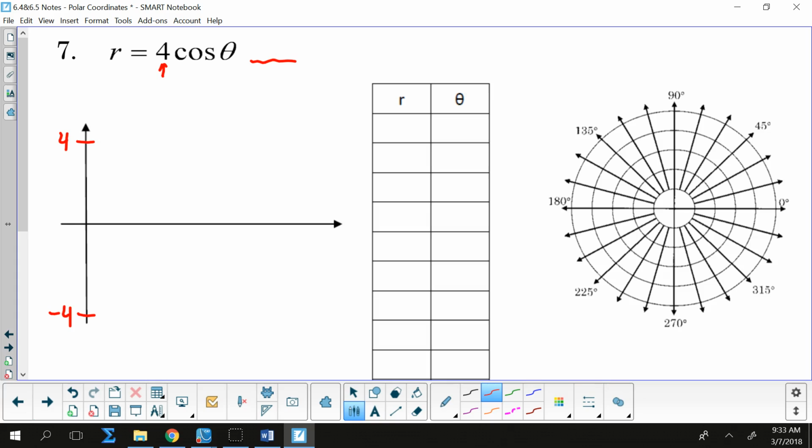That tells me that my middle is at 0, and I go up 4, down 4 from my middle. Now we said that cosine functions way back then were periodic, which means they repeat themselves every 2 pi. But today I'm going to go with degrees.